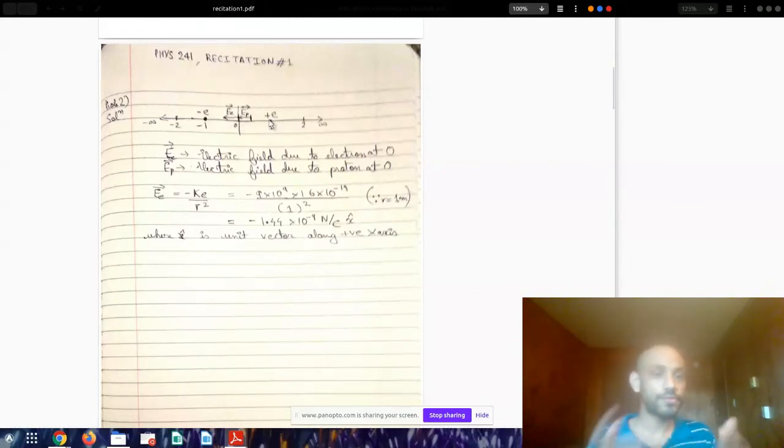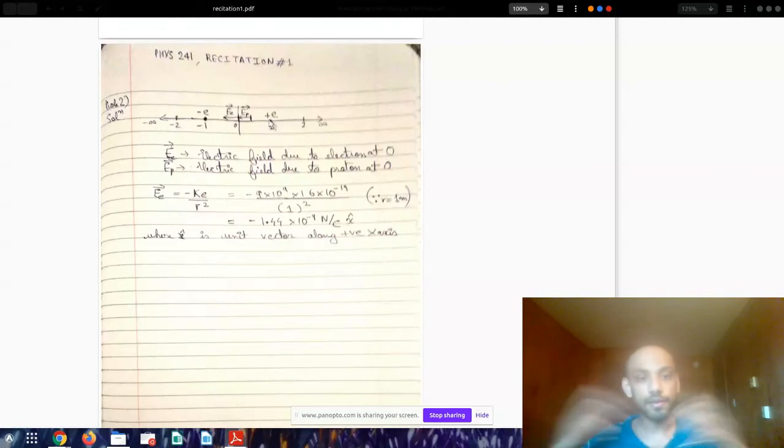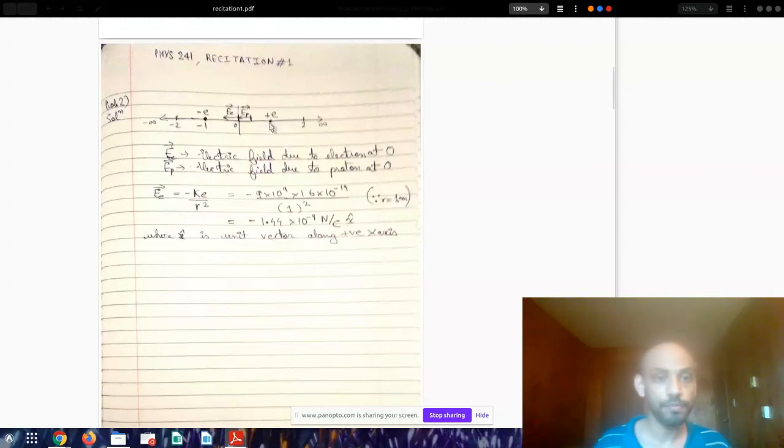But what about the electric field due to the proton? The proton is located on the positive x-axis, but since the proton has a positive charge, the electric field lines will be radiating outwards. So the electric field due to the proton at the origin will be a vector pointing from the proton to the origin. So you go from +1 to 0. That's also pointing in the negative x-axis. So you have 2 vectors that are both pointing towards the negative x-axis.